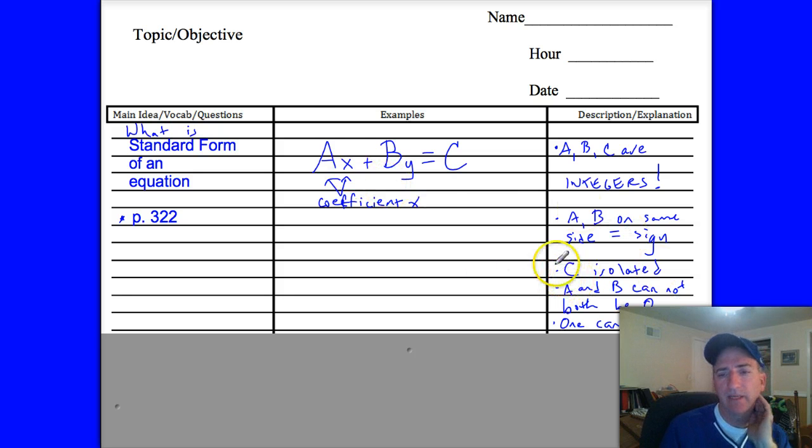What that means is if the coefficient of x is 0, B would have to be a value. If A and B are both 0, you don't actually have anything because you'd have 0 times x and 0 times y. It would be nothing. So one of them can be 0, but not both of them. C can be 0 at any time. So that's the detail. It has to be in this form to be in standard form: Ax and By on one side, and C is isolated.